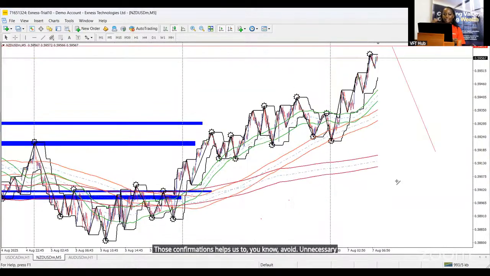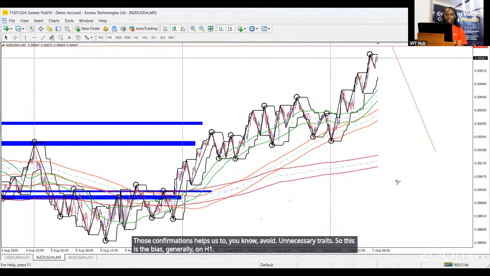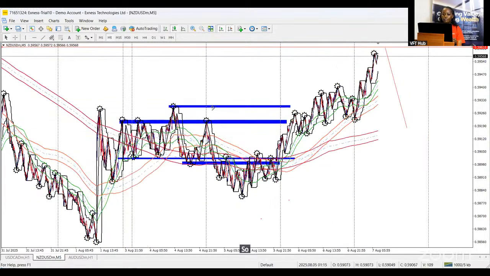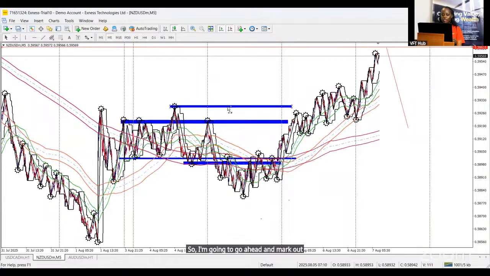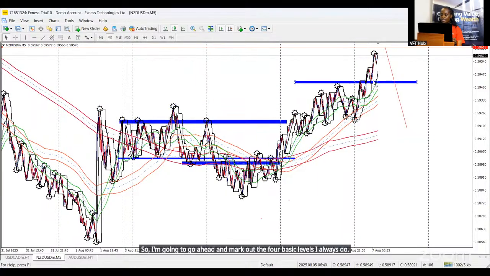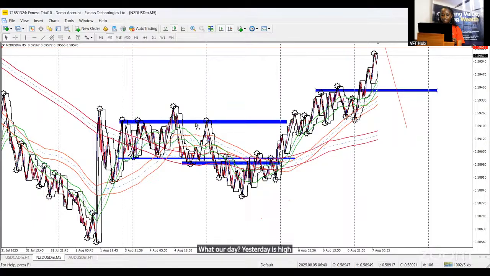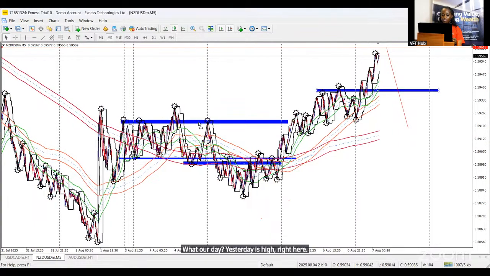So this is the bias generally on H1. What am I doing on M5? I want to see more confirmations. So I'm going to go ahead and mark out the 4 basic levels I always do. What are they? Yesterday's high right here. Yesterday's low.